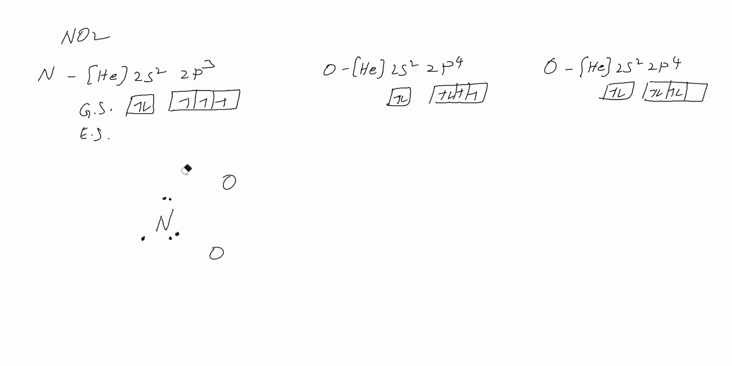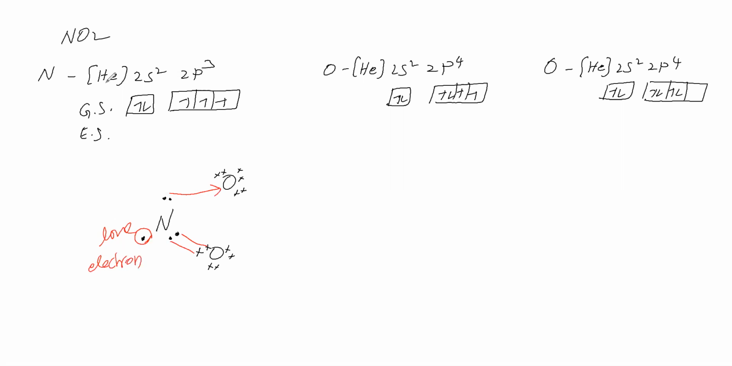For oxygen, the valence shell has how many electrons? 6 electrons. Those 6 electrons we are giving as cross marks. Now we will go for bonding. How are we going for bonding? You see that these two electrons go for a normal covalent bond, and these two electrons go for a normal covalent bond. Then this electron pair goes as a dative bond. Now this electron is acting as a lone electron.